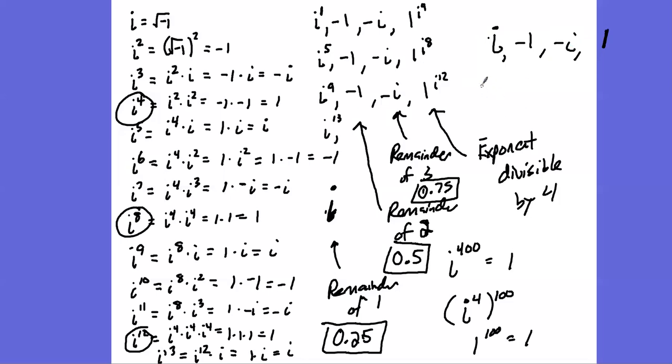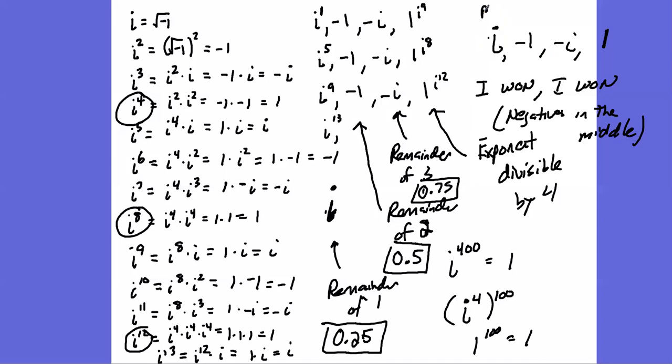And my neat little trick that I thought of to help remember this is to think of this as i, -1, -i, 1. I won, but then you got to get negatives in the middle. So I won, but there's negatives in the middle. So if you just write down that pattern, you'll be good to go. Just write i won, put negatives in the middle, and just remember that this will be your remainder of 1, this will be your remainder of 2, this will be your remainder of 3, and this will be your remainder of 0. We'll do some more examples of this in the next video.